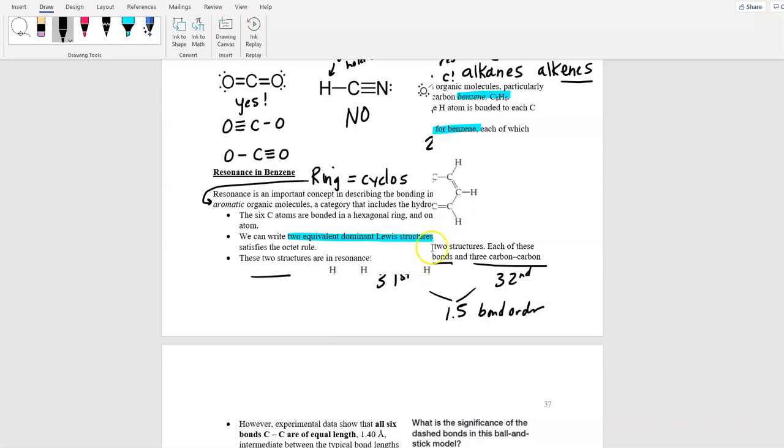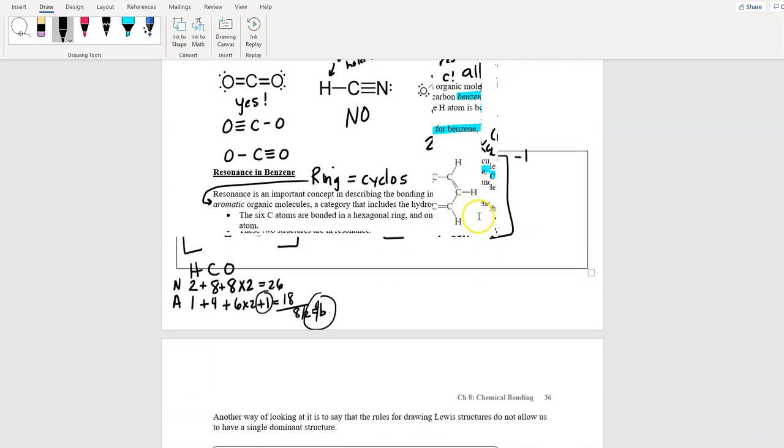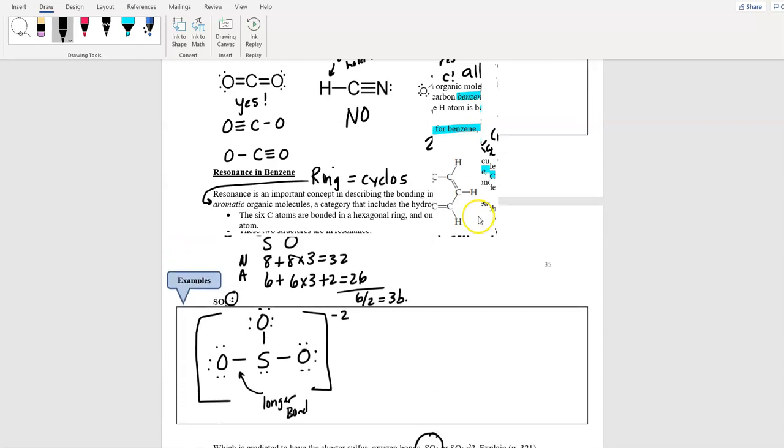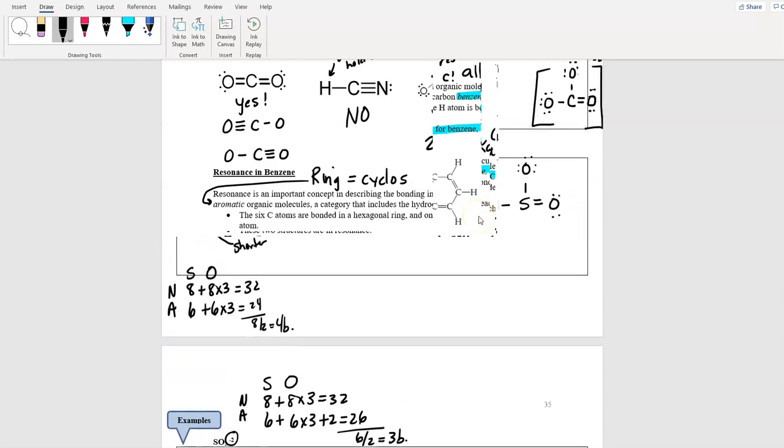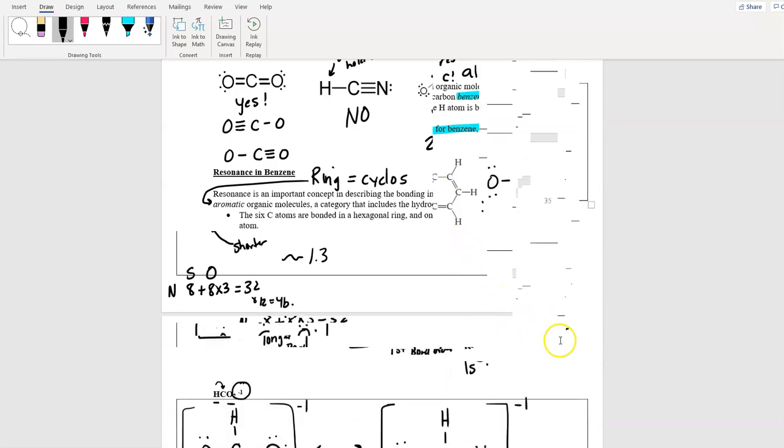You can't say that for something like this structure right here, where you had 1 double and 2 singles. You're not going to get a 1.5. You'll probably get about 1.3, because you have 3 different areas where 2 of them are singles and 1 of them is a double. So not exactly 1.5.